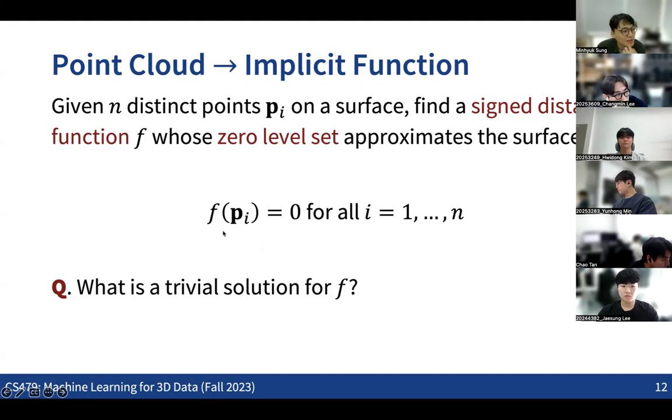Then if we find such a function f here, what will be the trivial solution for f? So we have a condition for the function that we are going to find. We are finding a signed distance function f which should satisfy this condition: for all the points, the output of the function should be 0, right?